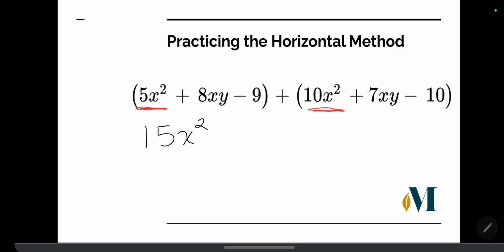All right, our next term, we have 8xy, and in the second polynomial, we have 7xy. So combining these like terms by adding only the coefficients, we have 15, keeping our symbols, xy. All right, and then we have minus 9 and minus 10. So combining these like terms, we will have minus 19. All right, and there we go, adding our polynomials.